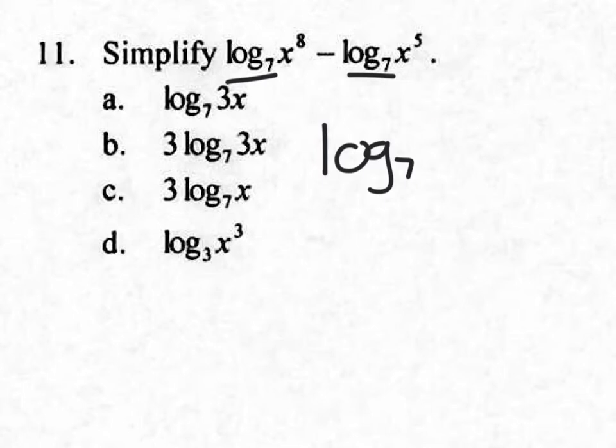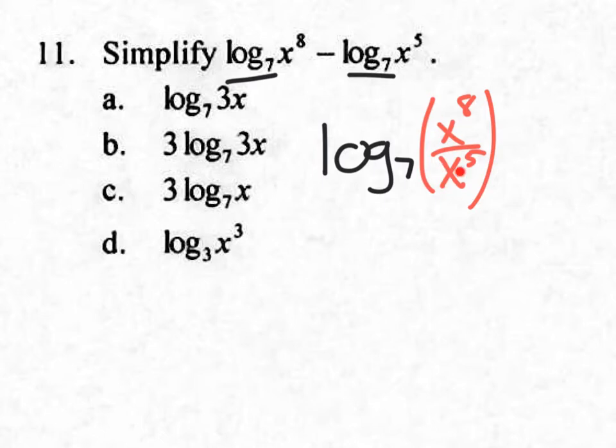So it's going to be x to the 8th over x to the 5th. Now if this would have been a plus sign, I would have actually multiplied them together, x to the 8th times x to the 5th. But since it's minus, we have x to the 8th divided by x to the 5th. Anyhow, is there anything else that we could do to simplify?